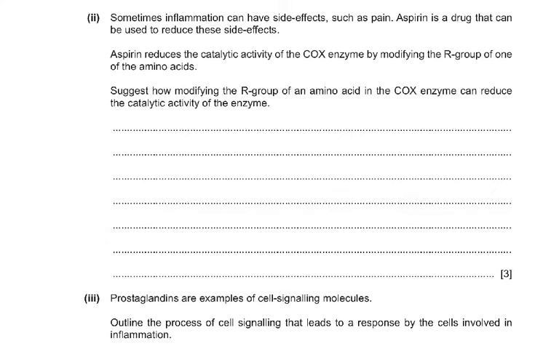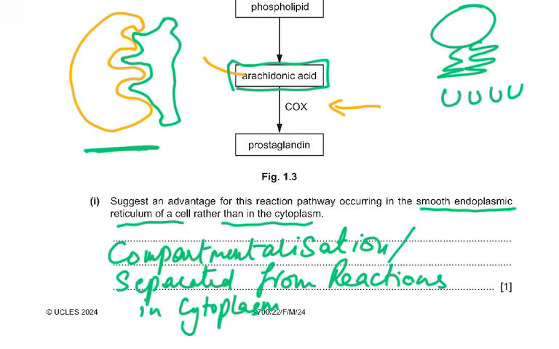Now, this would result in changing the shape of the active site. So this now would have an active site like this. So if it changes the shape of the active site, the active site is no longer complementary to the substrate, or to arachidonic acid. So it'll affect the activation energy not being reduced. So the enzyme substrate complex is not going to be formed. So naturally it's going to reduce the rate.